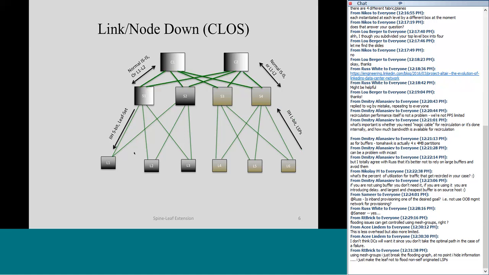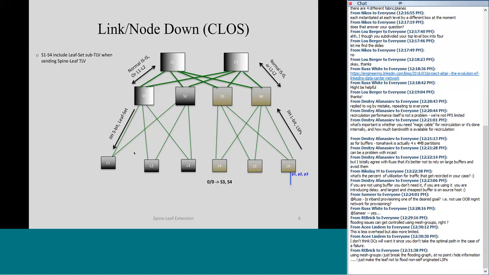Basically between the spine and the leaf, it's as described before. The leaf can set the L bit to indicate it's a leaf. And the spine can set the spine bit and also advertise the set of leaves it is connected to. So this is new. Let's say S1 will advertise: I can reach L1, L2, and L3 in this case.